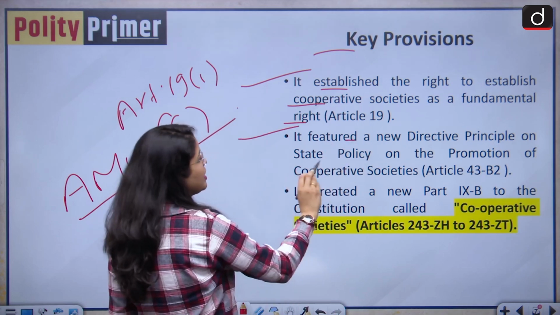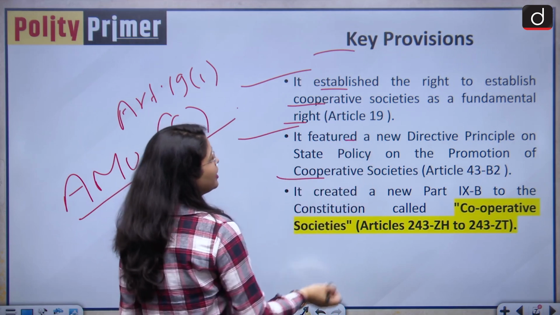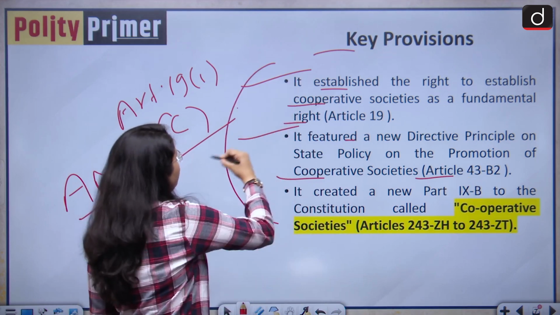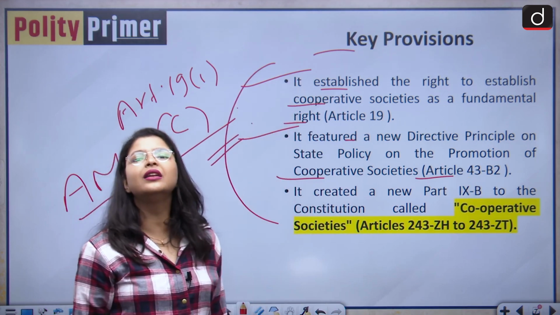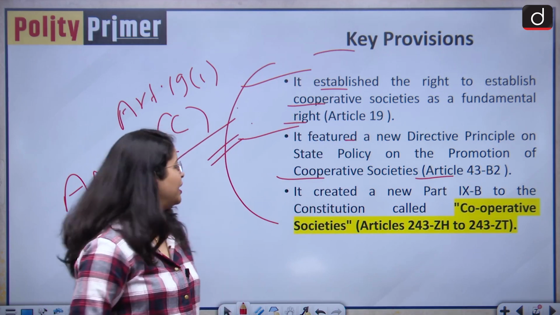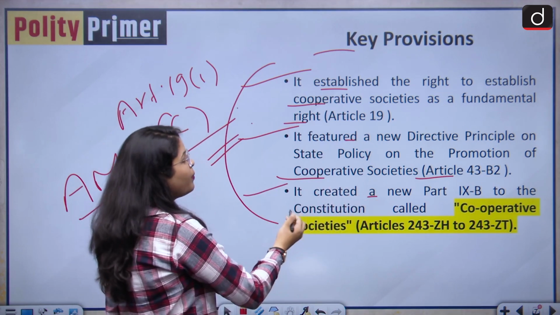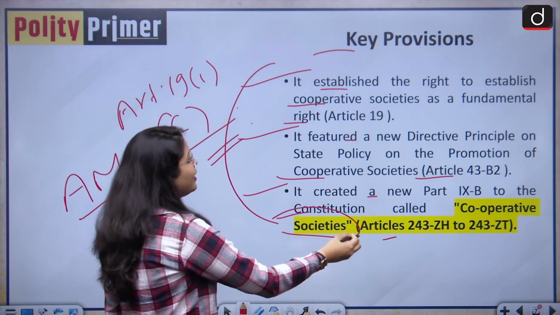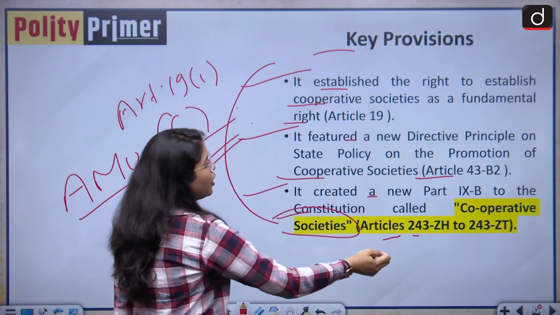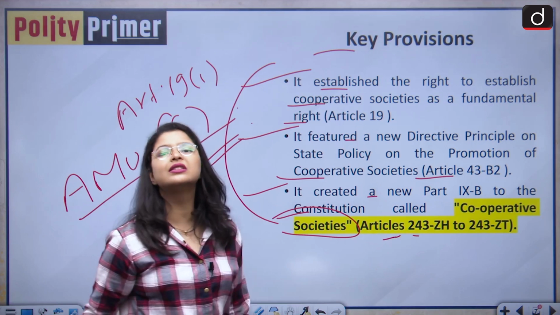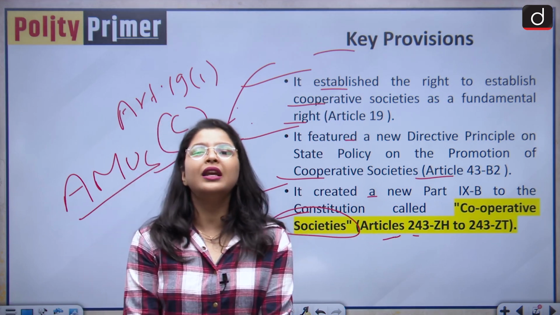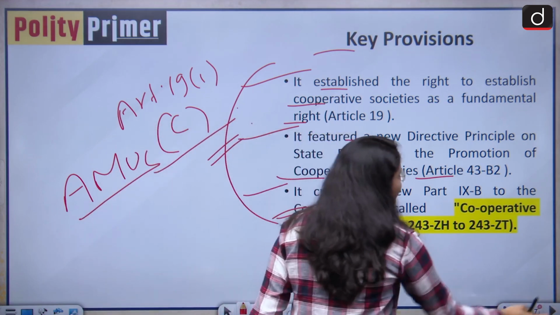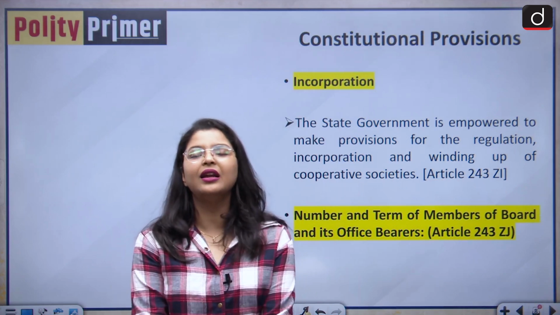It featured a new directive principle on the promotion of cooperative societies under Article 43 clause B2, and both of these have been upheld by the Honorable Supreme Court of India in the judgment of Union of India versus Rajendra N. Shah. Then it also created a new Part 9B to the Constitution called the Cooperative Societies, and it has added Articles 243ZH to 243ZT in our Indian Constitution. So now let us examine one by one what are the constitutional provisions that have been inserted by the 97th Constitutional Amendment Act in our Indian Constitution.